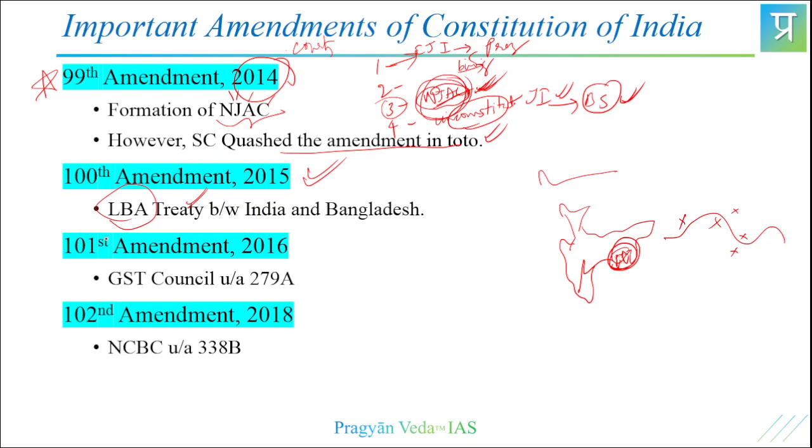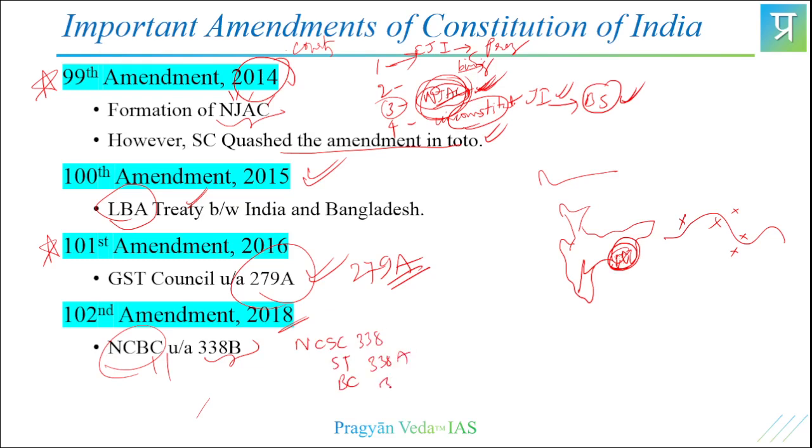And in the 101st amendment, we have the GST Council formed under Article 279A, right? Very important. Then we have the 102nd Constitutional Amendment Act happening in 2018, which gave constitutional status to the National Commission for Backward Classes under Article 338B. We have the National Commission for SCs, STs, and then the backward classes was introduced: 338, 338A and 338B, like that.